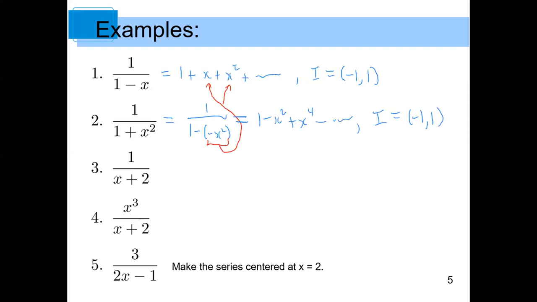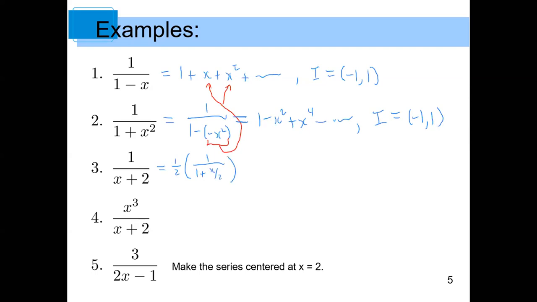What did we get for this guy? Do you remember? Remember what we did for this? Didn't we multiply and divide, or we divided numerator and denominator by 2? And we ended up with 1/2, right, in the numerator. And then we thought of this as 1 over 1 plus x over 2, correct?